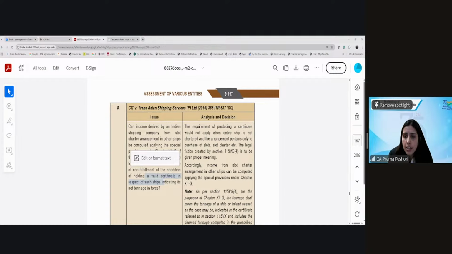Right? And the tonnage tax scheme, what did I tell you? It will include what kind of ships? Ships or inland vessels, whose tonnage has to be indicated in the certificate. So, whether the tonnage will include the arrangement of purchase of the slots or the charter arrangement in the other ship. Now, what is this charter arrangement? Any idea?